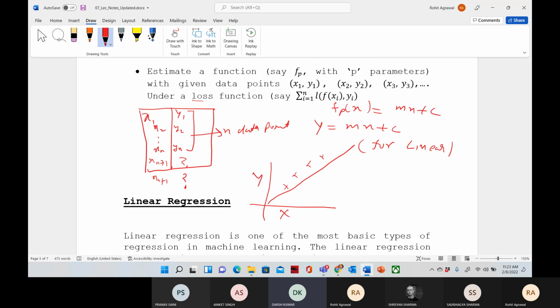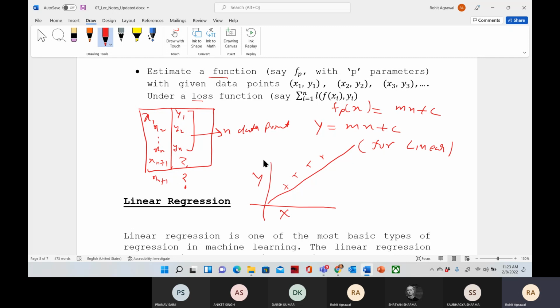Sir, can you repeat just the last point? What I am saying is that we have x values and y values. Using these x and y values, we are estimating a function. So what is the goal of this function? Using this function, we are going to predict the y values for x values.